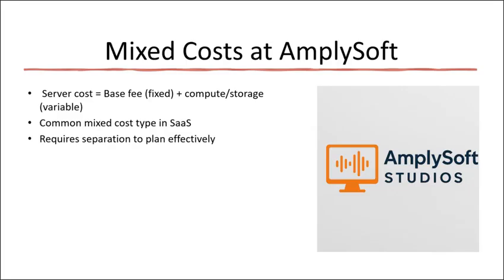Let's talk now about mixed costs, those sneaky ones that are part fixed and part variable. AmpliSoft's cloud hosting bill is a perfect example. They pay a monthly base fee, fixed, plus charges for server time, bandwidth, variable cost, etc. You can't plan effectively unless you separate those costs into the variable and the fixed portions. There are two common methods to do that: the high-low method, and the least squares regression model, which uses Excel and regression plans.